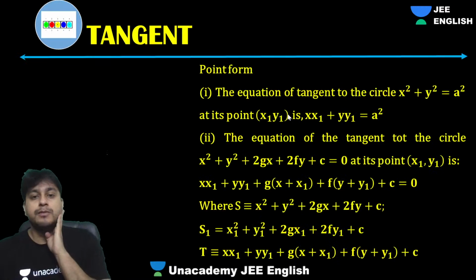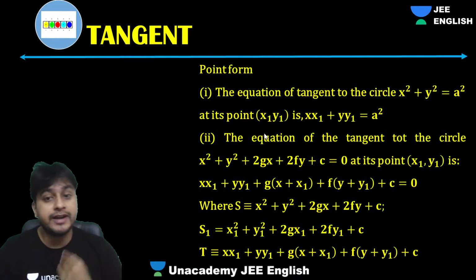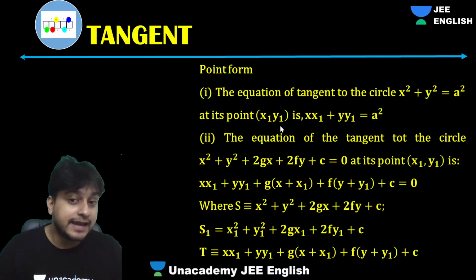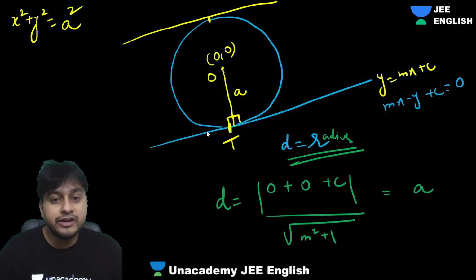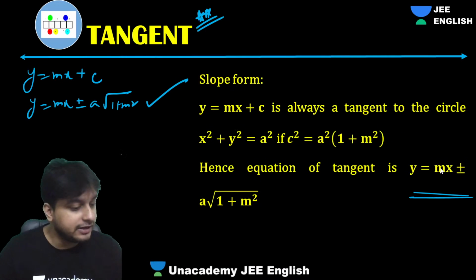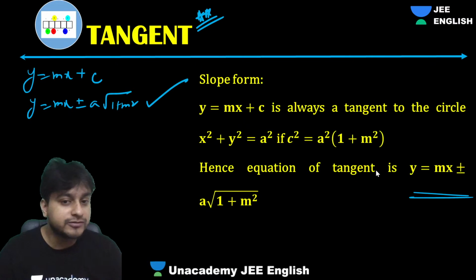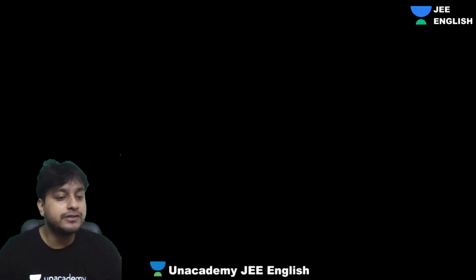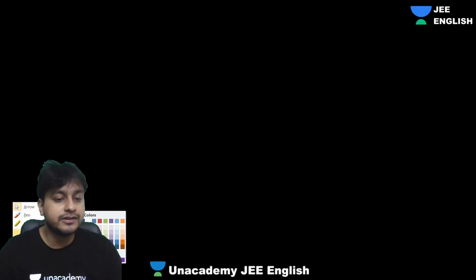Okay, so guys, one more method: the equation of the tangent to the circle at the point x1, y1. Let's suppose this time they have given you x1, y1. Last time we knew the slope of the line, we didn't know the c. This time what they've given is the point itself. So how do you get the equation of the tangent? Let's see.